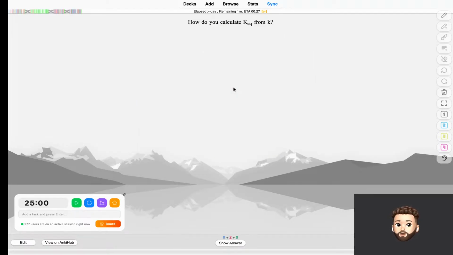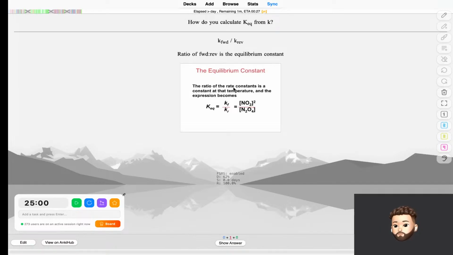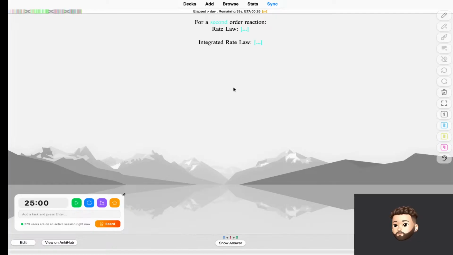K forward divided by K reverse. The rate law is going to be k[A] squared or k[A][B]. 1 over A is equal to 1 over A naught plus kt.